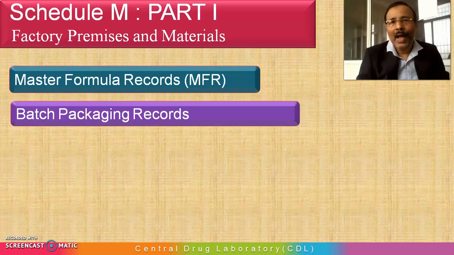Now focus on batch packaging records. These are the records which include everything about the packaging of the particular batch. It is based on relevant parts of the packaging instruction. Transcription errors should be avoided.